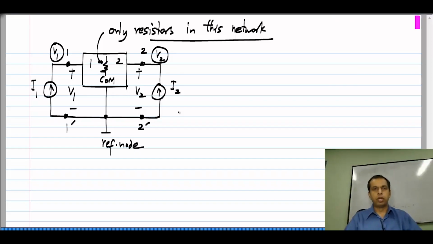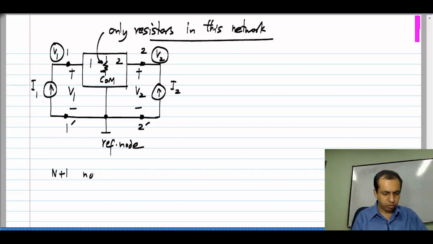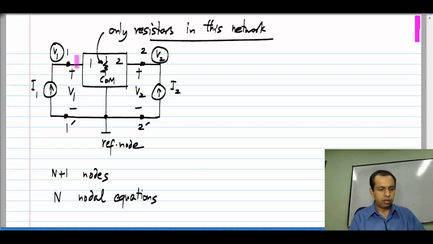So, now if I set up the nodal analysis equations for this, let us say that inside there are a number of nodes. Let us say that there are a total of n plus 1 nodes. Now, I choose it to be like this, so that I have n equations. I exclude the reference node and I have n nodal equations. Now, the two nodes corresponding to the two ports, I choose to label them node 1 and node 2 and the remaining nodes in the circuit are labeled 3 to n.